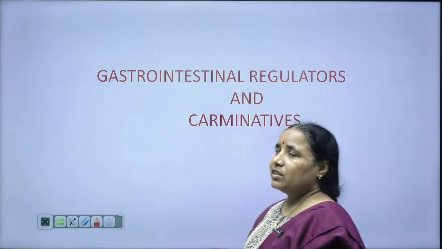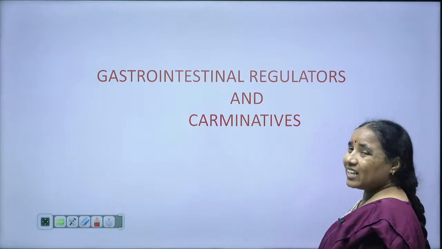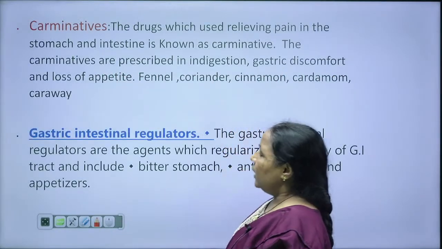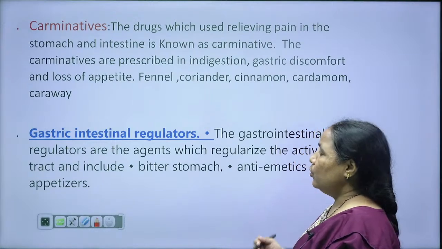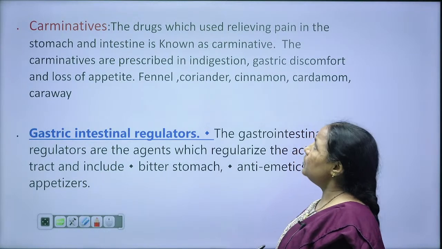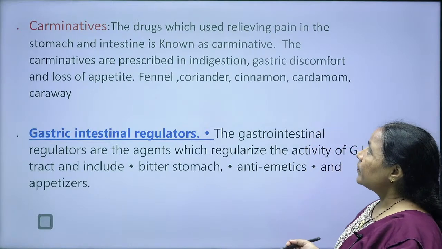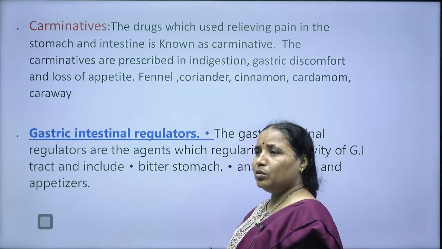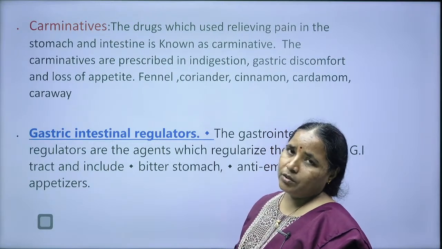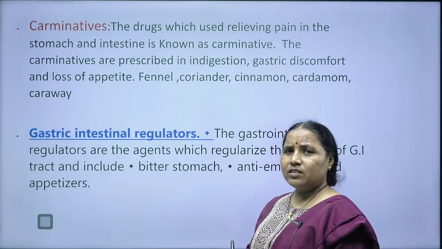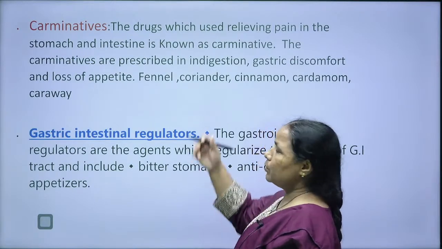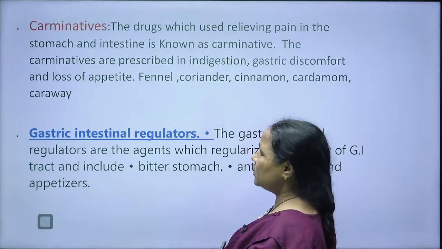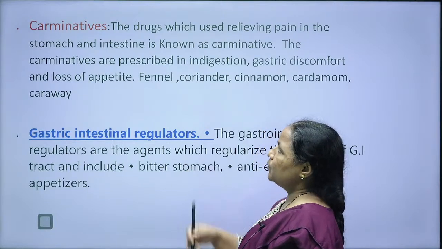The other category of drugs is the gastrointestinal regulators and the carminatives, which are majorly obtained from plant sources. What do we mean by a carminative and by a gastrointestinal regulator? A carminative is a drug that is used to relieve pain in the stomach as well as the intestine. That may be due to gas, or due to some types of drug induced ulcers, or else during peptic ulcer disorder. The pain can be relieved by using these carminatives.